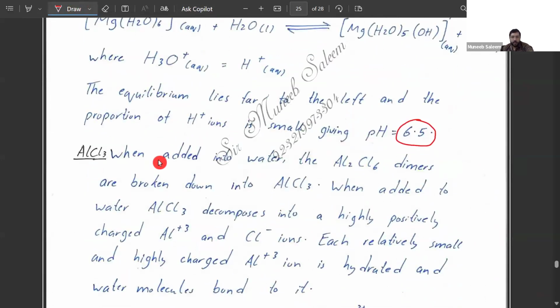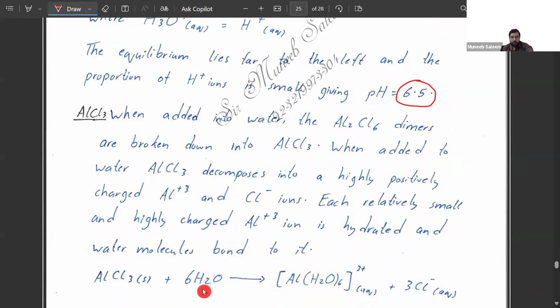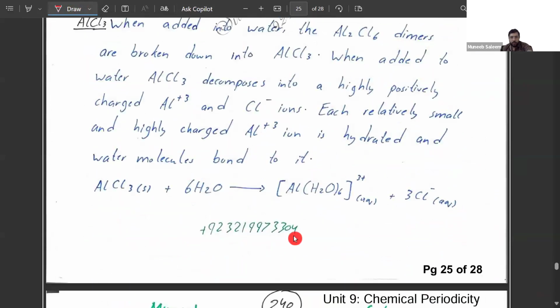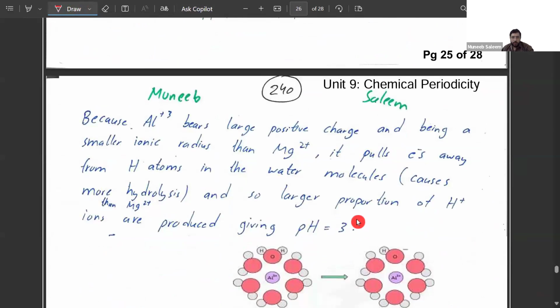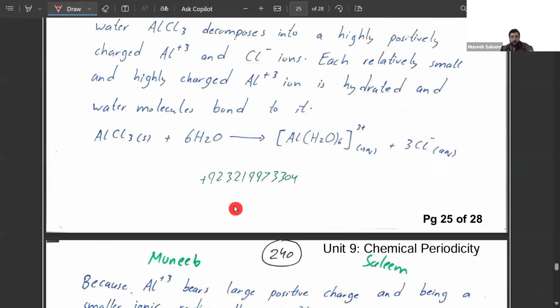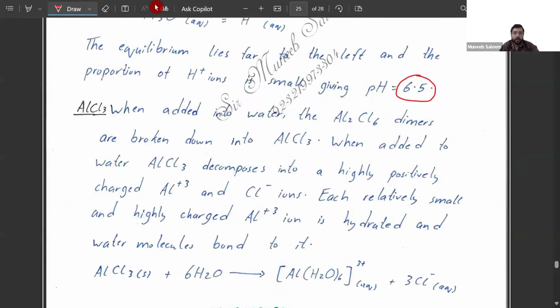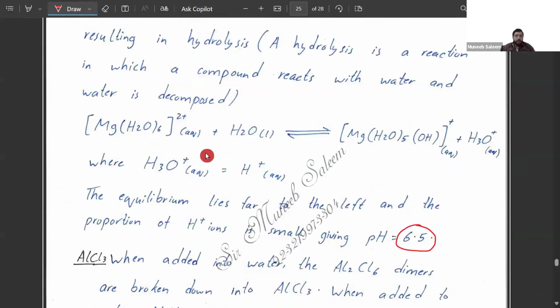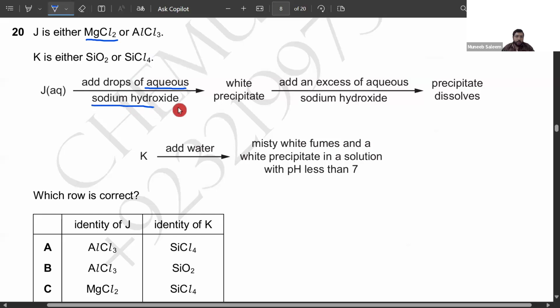Whereas in case of AlCl3, when it is dissolved in water, it shall produce a solution of pH equivalent to 3. So that's much more strongly acidic as compared to the MgCl2. Now we come back to the question and we see that few drops of sodium hydroxide can react with J only if the solution of J is basically acidic. So yes, an acidic solution can react with the sodium hydroxide.